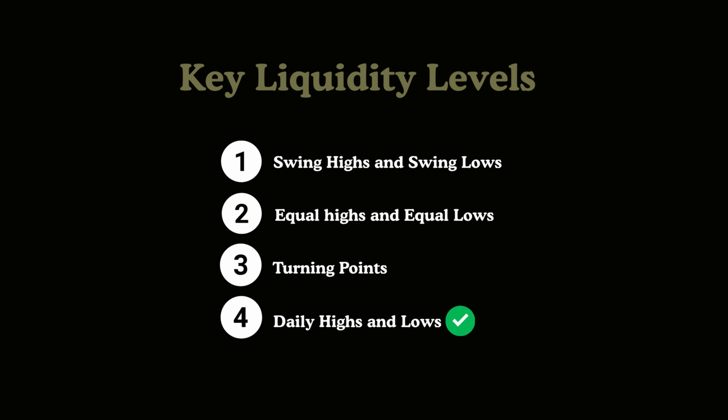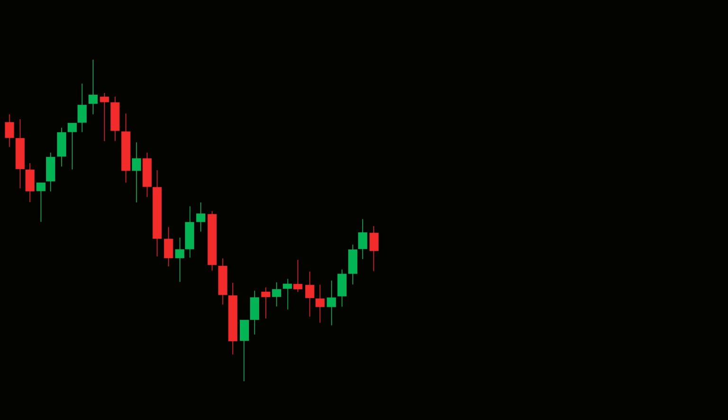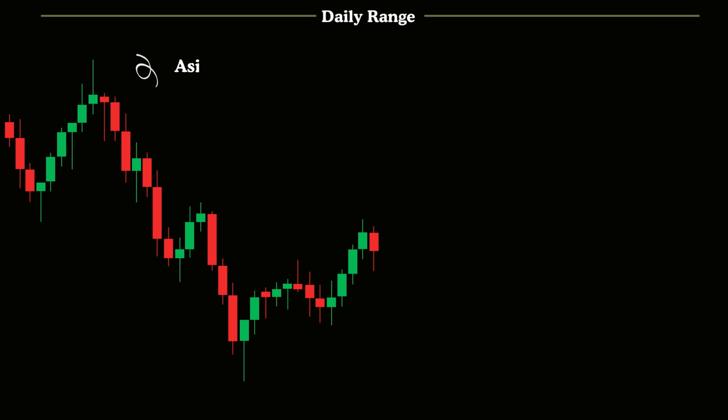Number 4. Daily highs and lows. Daily highs and lows are crucial reference points for liquidity on any chart. The daily high marks the peak price reached during the session, while the daily low represents the lowest point. These levels draw a lot of trader interest, as many place stop loss or pending orders around them, making these areas dense with liquidity. Here's a common trading scenario.